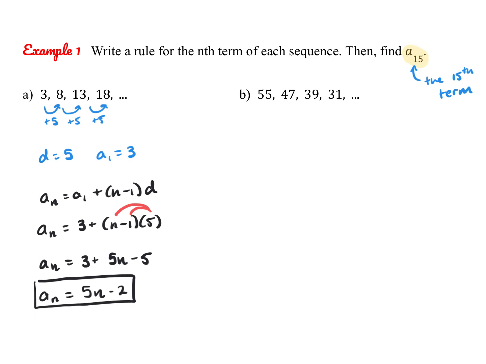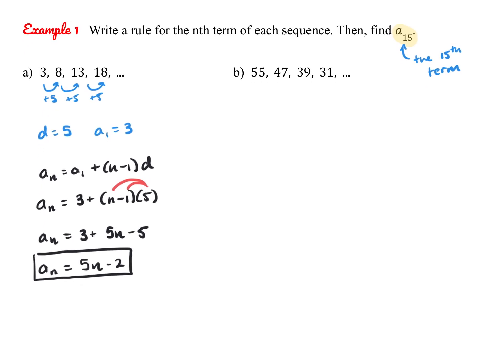But what if I asked you to find the 200th term? You would definitely not want to continue your sequence until the 200th term. So if you can make a rule, you can find whatever term you want. So if I want to find the 15th term, I'm simply replacing n with 15 in my formula. So I have 5 times 15 minus 2, which gives me 73.